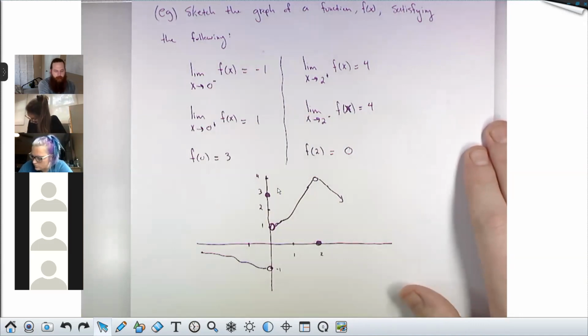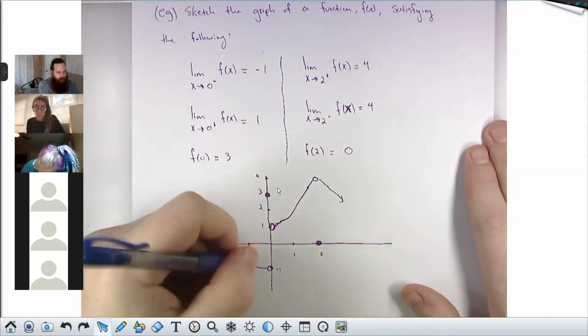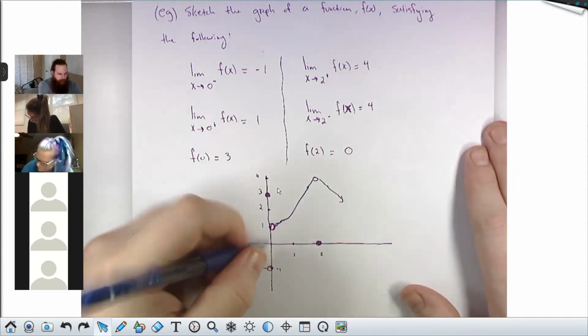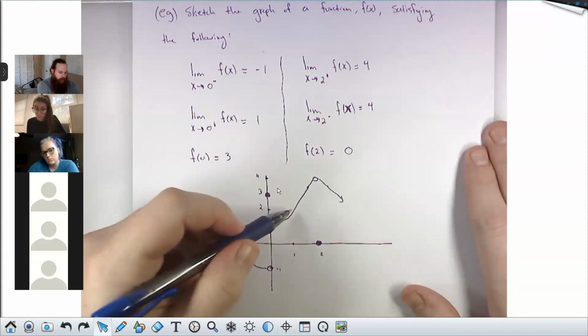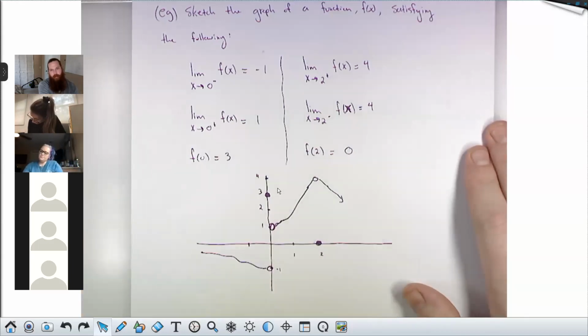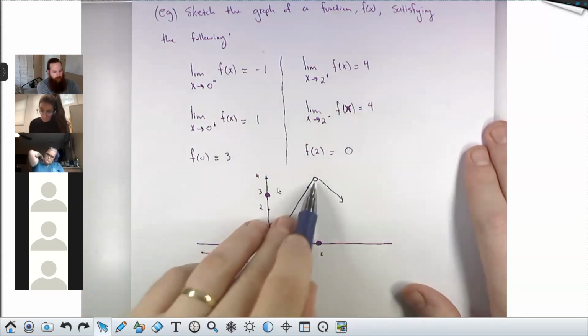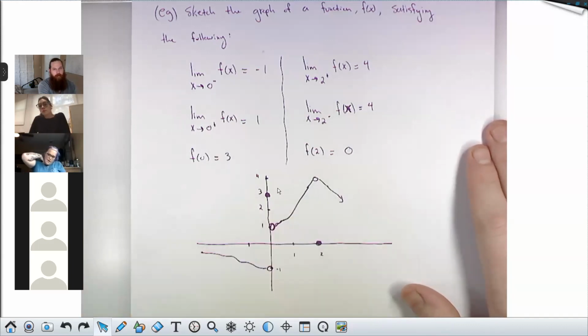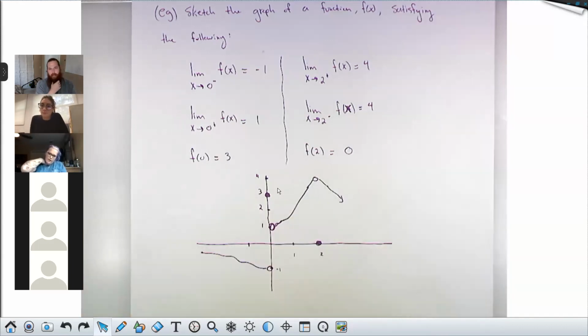And it could be piecewise linear. These could be whatever sort of curves you want. The idea is that as you approach 0 from the left, you go towards -1. As you approach 0 from the right, you go towards +1. As you approach 2 from the left or from the right, you're going towards +4. So conjuring things like this is a worthwhile exercise to go over.